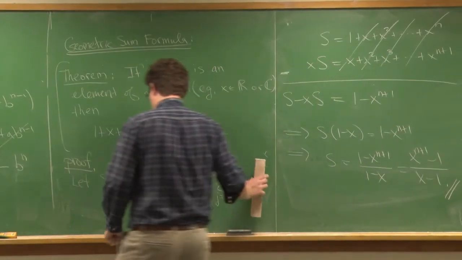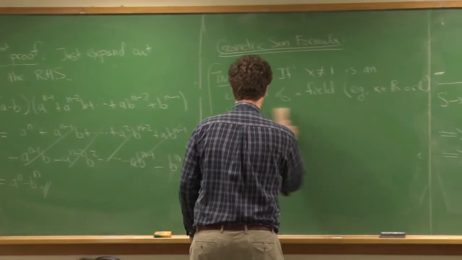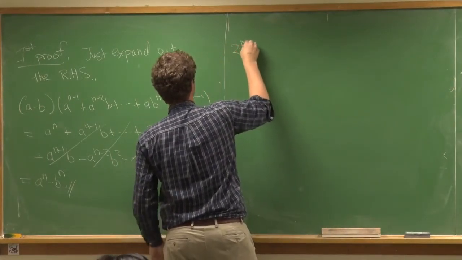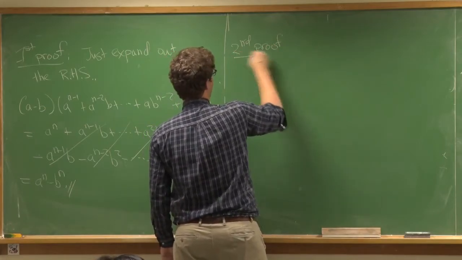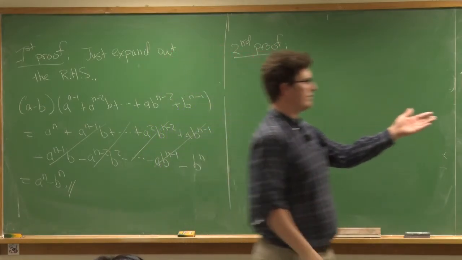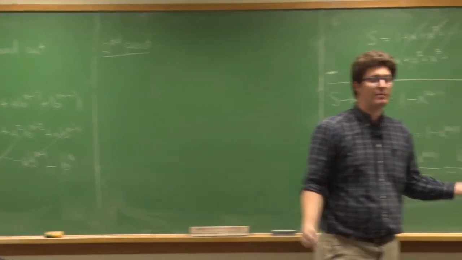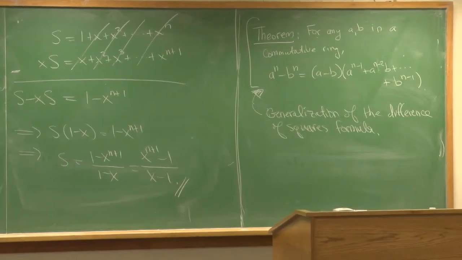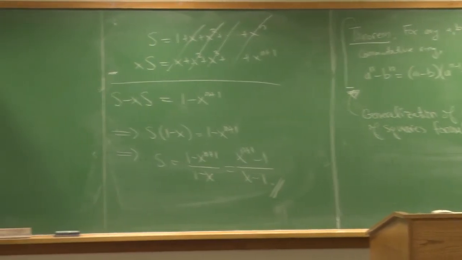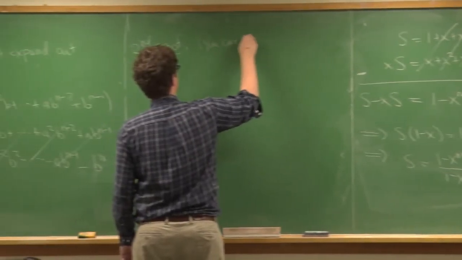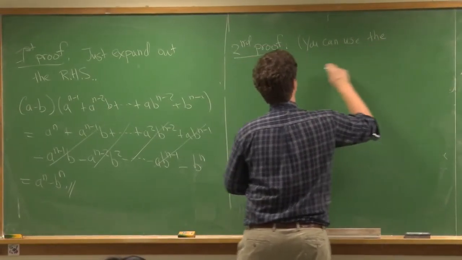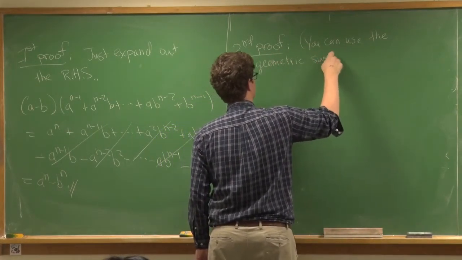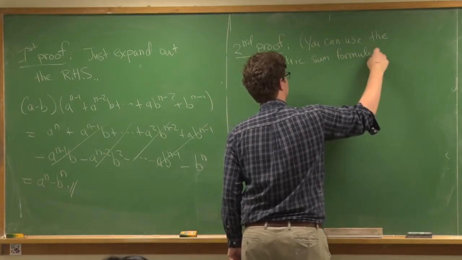Okay. So let me give you a second proof. So the second proof is how you can remember it. So that one is like, okay, if I'm given the formula, I have a way to verify that this is correct. Okay? But maybe you forget the formula. So if you forget the formula, what you can do is use the geometric sum formula to derive this.